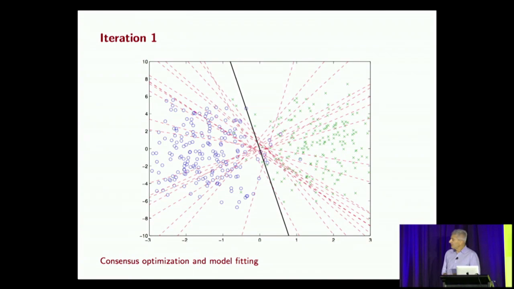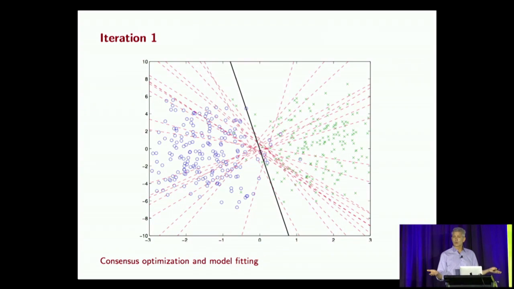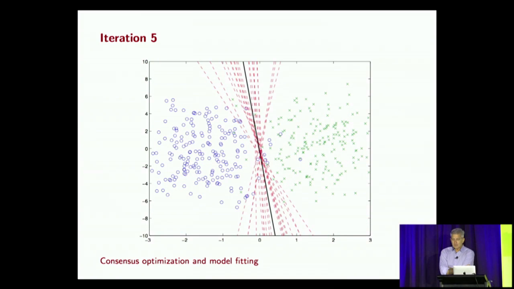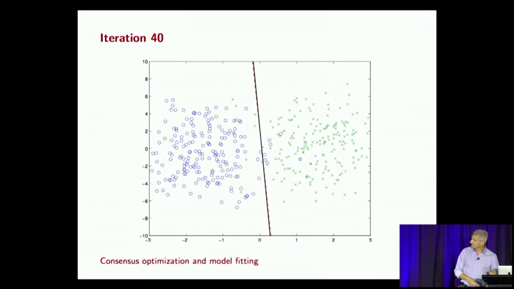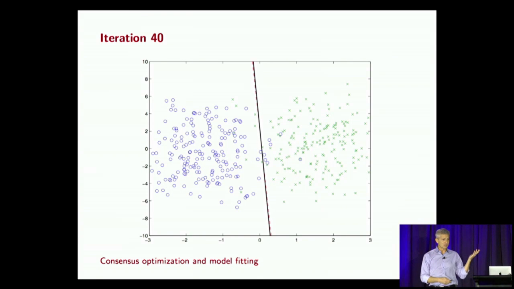Okay. So here's what they look like. These are the data, and all the dashed lines are the original agent models, and they're terrible. Well, duh, because we gave each one a very skewed view of the world. Each one saw only all positive or all negative, okay? And that's the consensus one after one step. You run ADMM 5 iterations, and it looks like that, and you run it 40, and you're there. Now, of course, it's not impressive because I could have solved the original problem in 80 microseconds or something, right?